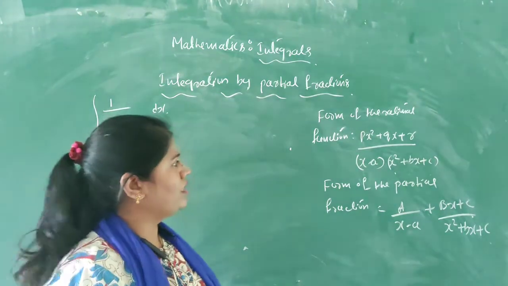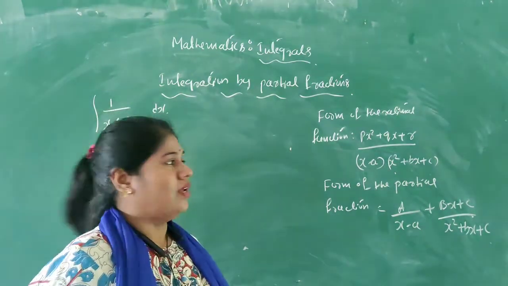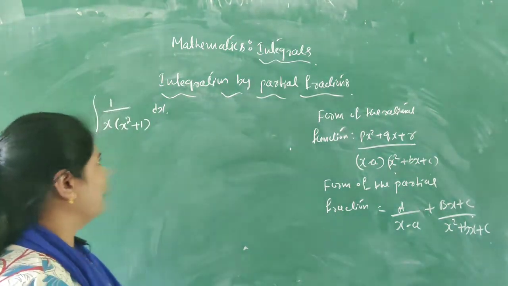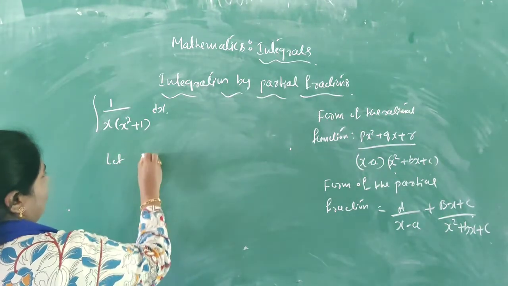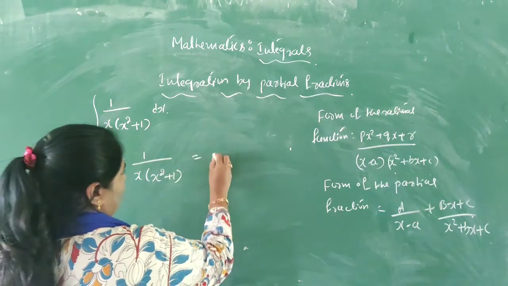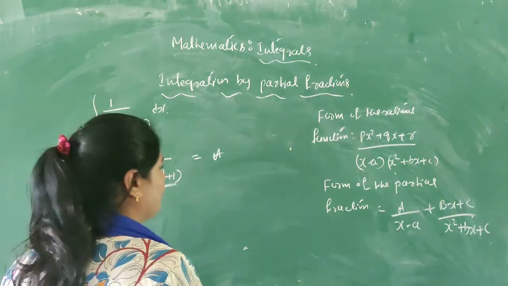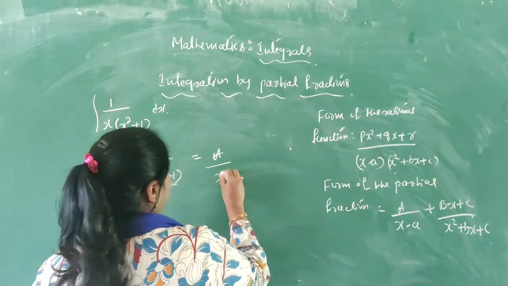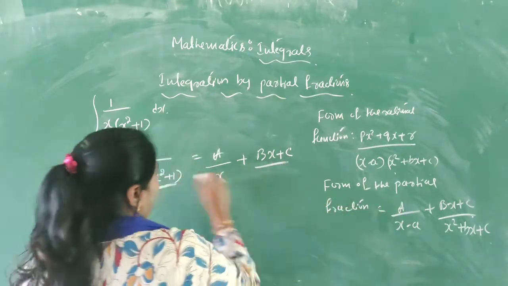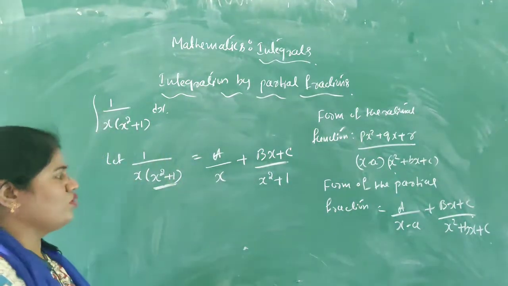So by looking at the problem only, we'll come to know which method we have to use. Okay. If the problem is like this, we have to use integration by partial fractions. So we have to consider that 1 divided by x(x squared plus 1) is equal to A divided by x plus (bx plus c) divided by (x squared plus 1). We have to use this form because it's a quadratic factor here, okay? So we have to use this form.